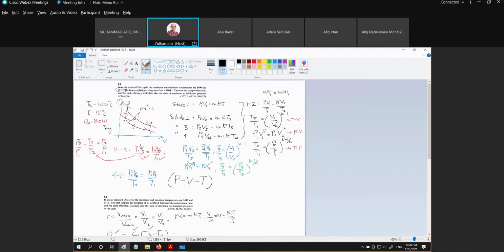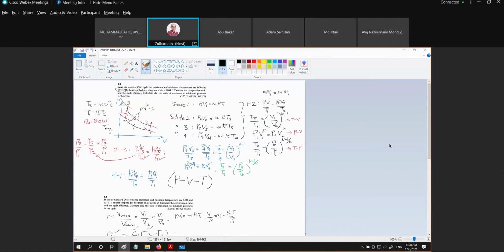In this case, it's P3 divided by P1, which is equal to P3 over P2 multiplied by P2 over P1. This is the relationship between the overall pressure ratio and the pressure ratio from process 1 to 2 and also process 2 to 3.